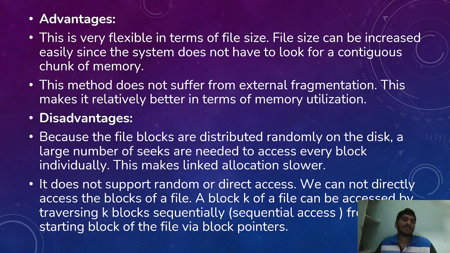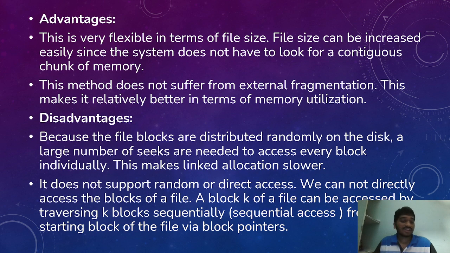Now, the advantages and disadvantages of linked list allocation of files. First, the advantage. This is very flexible in terms of file size. File size can be increased easily since the system does not have to look for a continuous chunk of memory. This method does not suffer from external fragmentation. This makes it relatively better in terms of memory utilization. And the disadvantage: because the file blocks are distributed randomly on the disk, a large number of seeks are needed to access every block individually. This makes linked allocation slower.